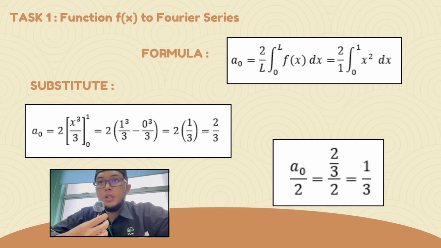We start with this formula, a0 equal to 2 over L integral from 0 to L of f of x dx. Since L is equal to 1, we insert it here, and the function is x squared. We evaluate this, and then we get a0 over 2 equal to 2 over 3 over 2, equal to 1 over 3. So this is the expression for a0 over 2.